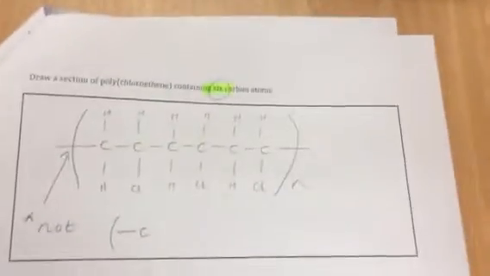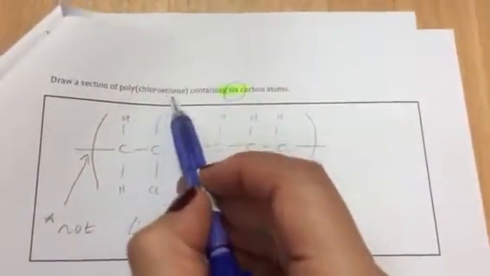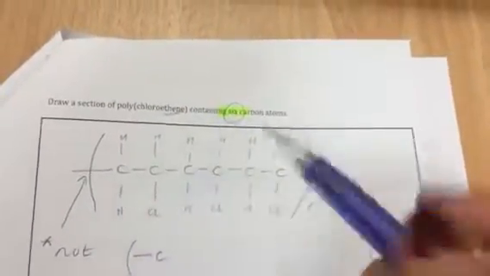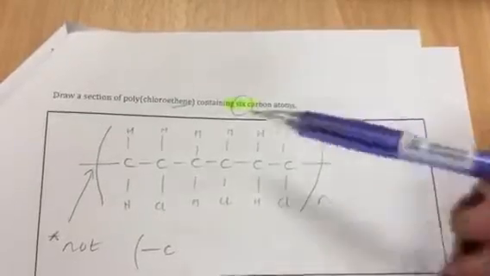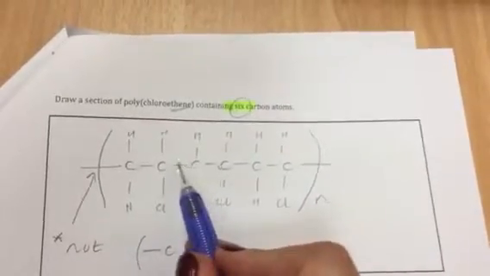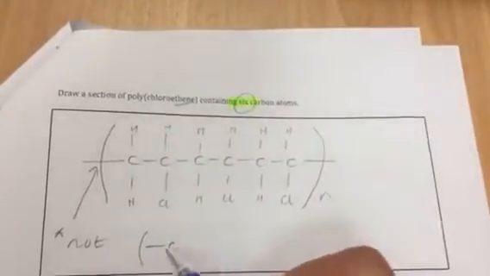Next question, draw a section of the polychloroethene containing 6 carbon atoms. So if we're starting with ethene, then we've started with 2 carbon atoms. This is 6 carbon atoms, so it's going to be 3 lots of ethene, 3 lots of the unit. So unit 1, unit 2 and unit 3. They are connected together because they've joined together as the double bond has broken open.